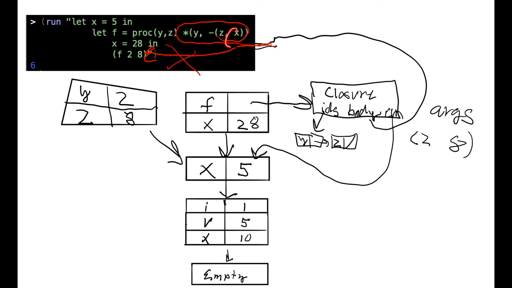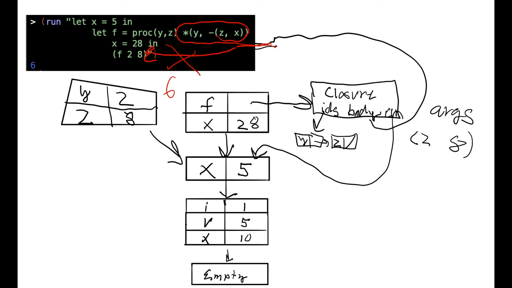Then it's going to look up x, and it's going to find x equal to 5, not 28. So z is 8 minus 5, so that's going to be 3. And then we're going to take 3 and multiply that by y. y is 2. And so that final answer will become 6. So that's how the environment looks.